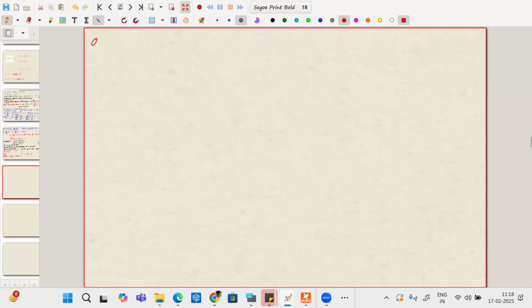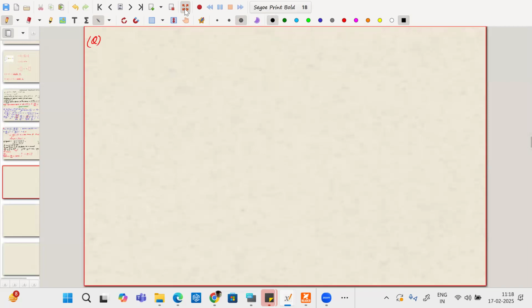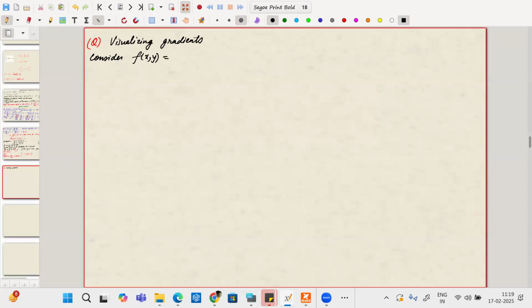Let us come to one example here. I suggest everyone visualize this example. This is about visualizing gradients. Consider the two-dimensional curve f of x, y, which we have taken before, the famous curve x squared plus 2y squared minus 2xy minus 2x equals 7. If you put it equal to 7, it will be a curve. If you put it equal to 3, it will be some other curve.